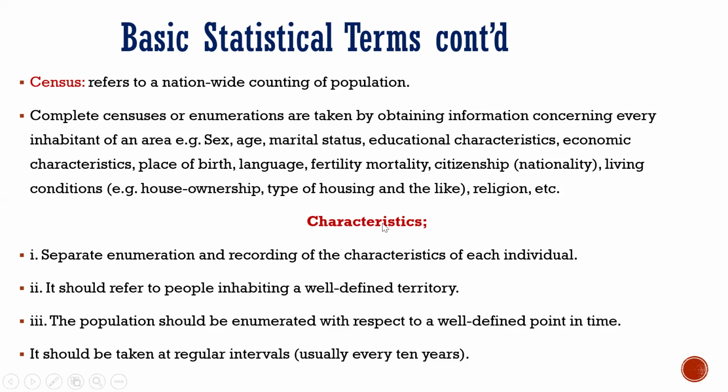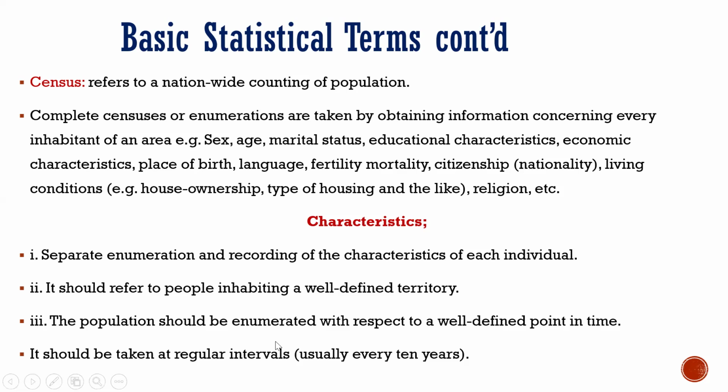All right. So there are different characteristics of census. It involves enumeration and recording of the characteristics of each individual. One key specific thing about census is that it counts each and every member of that household at that definite time. Okay, so that's the key characteristic. Then it should refer to people inhabiting a well-defined territory. Yes, because for a census to be called census, it has to be a well-defined territory. If you're carrying out a census, let's say in Enugu State, it has to be well-defined. Okay, we are counting these people in Enugu State from such and such a time.